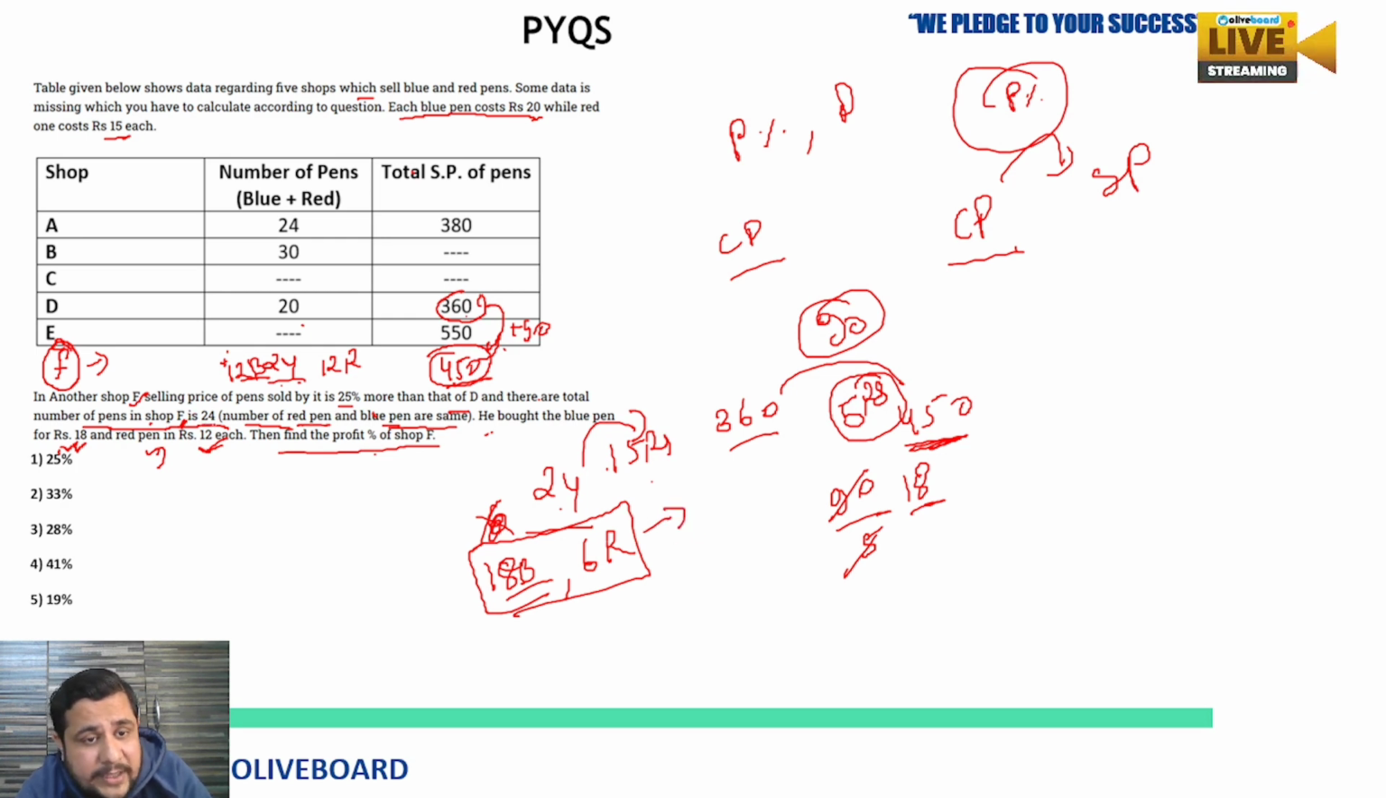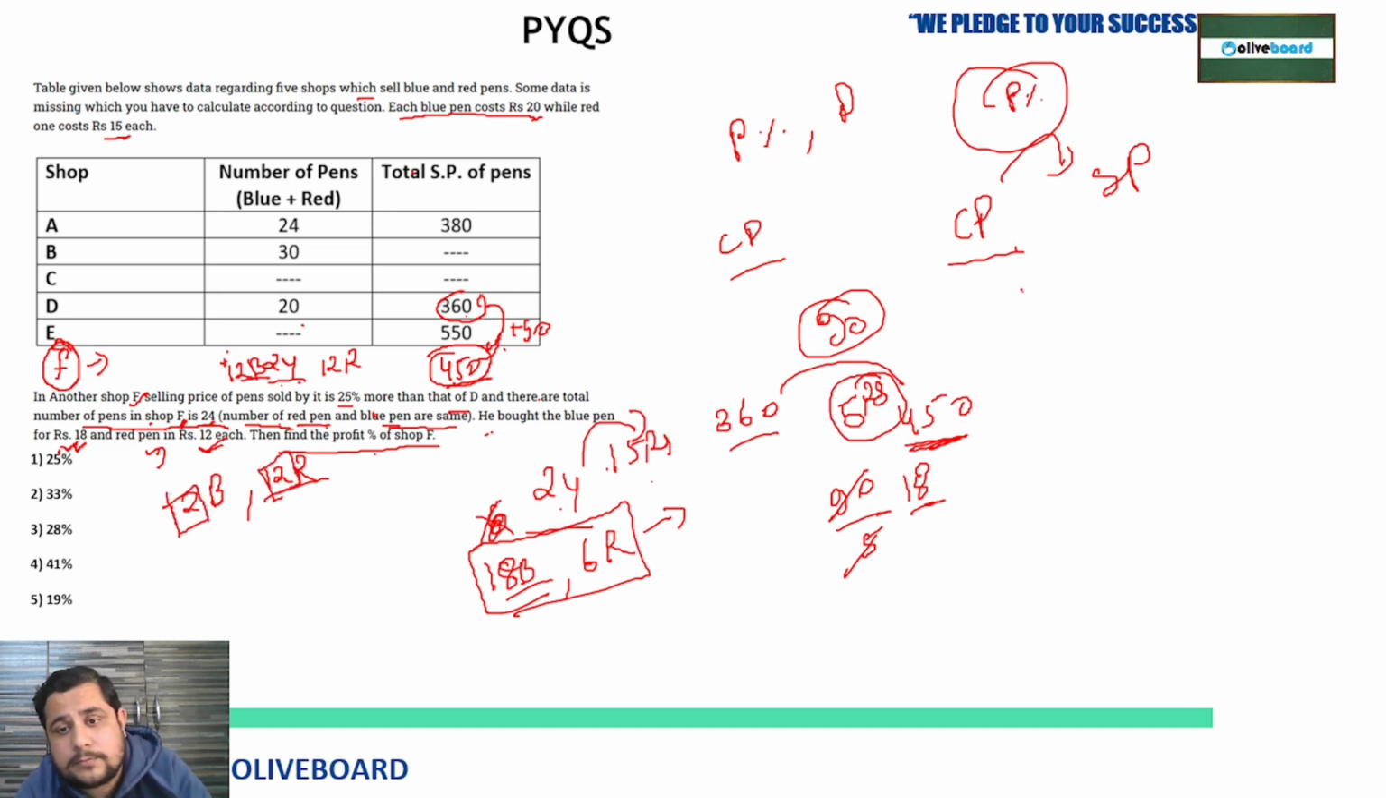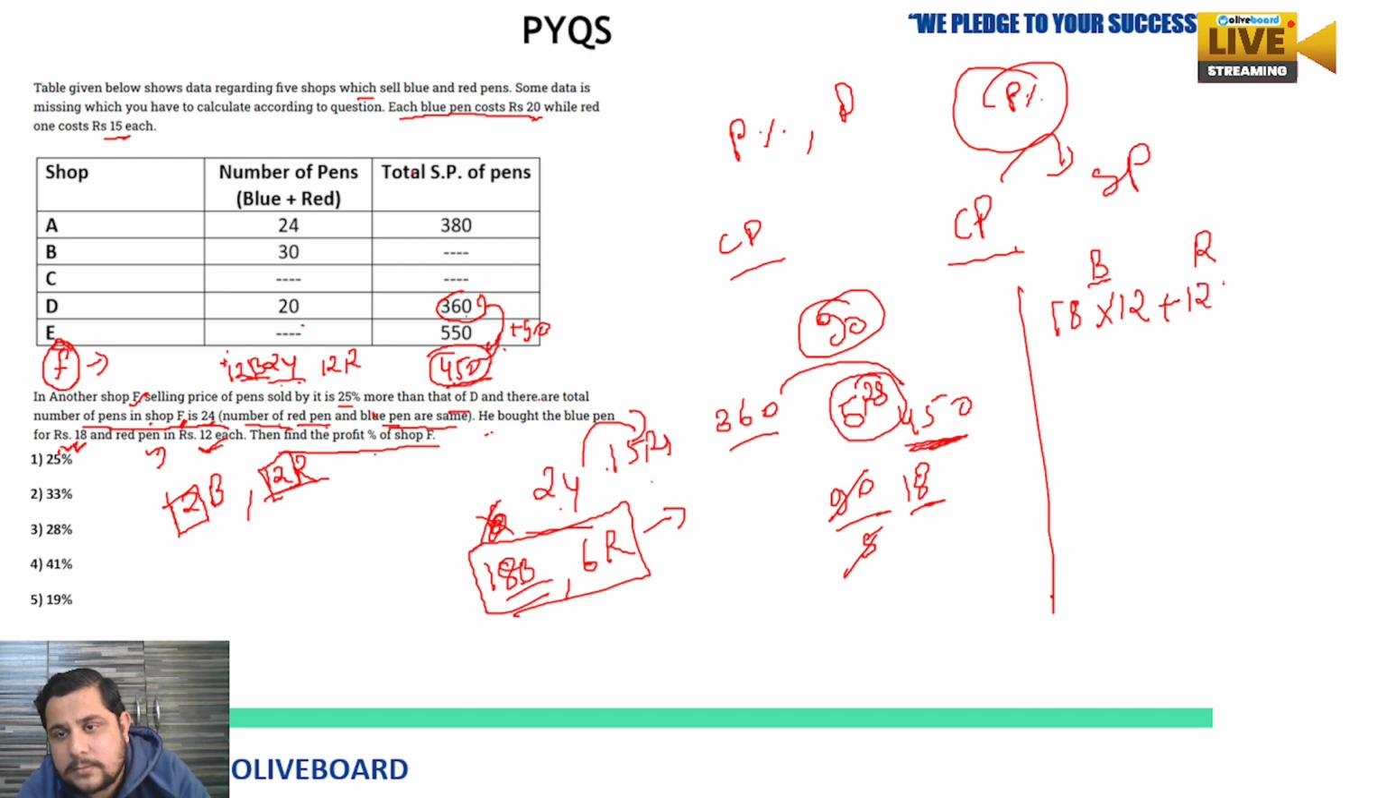We will see 24 total pens. They have given us that the number of red pens and blue pens are equal. So the number of blue pens is 12 and the number of red pens is 12. So what is the cost price of the blue and red pens? 18 multiplied by the 12 blue pens, and the red pen costing is 12 for the 12 red pens. So 18 into 12 is 216, and 12 into 12, the square of 12, is 144. So 216 plus 144.